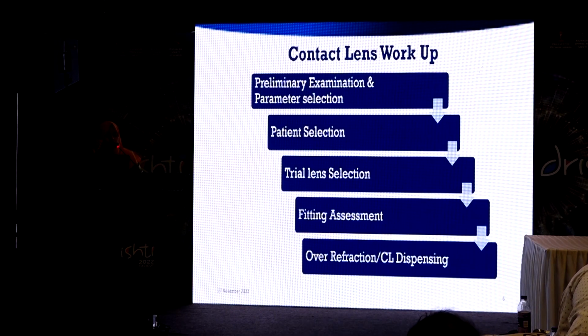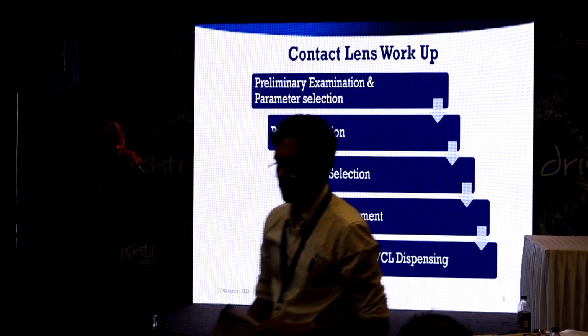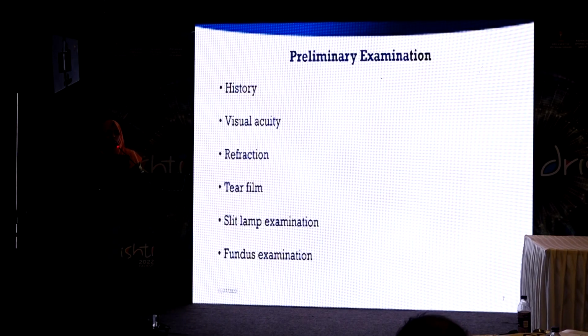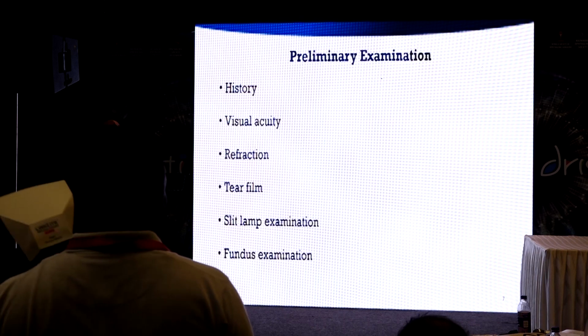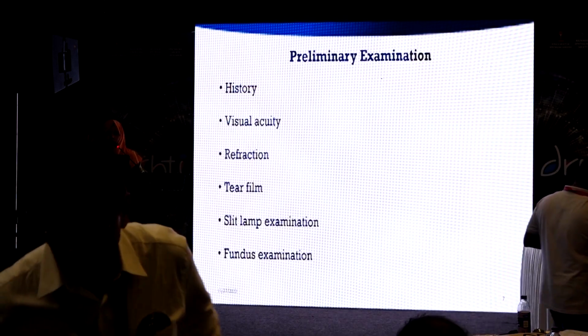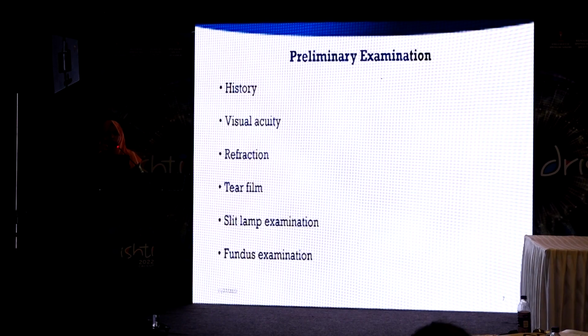These are the contact lens workup protocol criteria which we have to follow before examining the patients. There should be preliminary examinations and parameter selection, patient selection, trial lens selection, fitting assessment, over refraction and contact lens dispensing. In the preliminary examination, thorough history taking of the patient is very important, where we have to know the previous ocular history, whether the patient was previously wearing contact lenses, and their occupation and working environmental conditions.